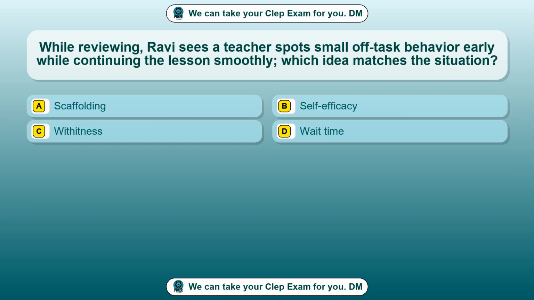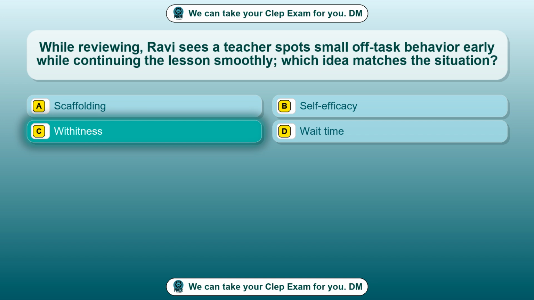Question 74. While reviewing, Ravi sees a teacher spot small off-task behavior early while continuing the lesson smoothly. Which idea matches the situation? Option A, scaffolding. Option B, self-efficacy. Option C, witness. Option D, wait time. The correct answer is option C, witness.